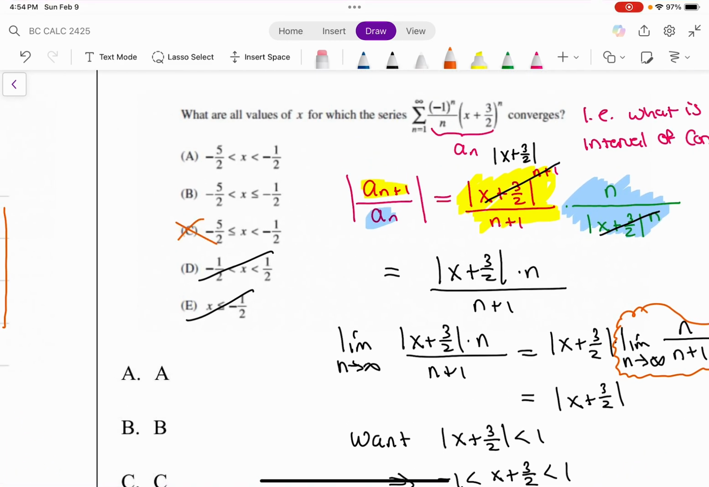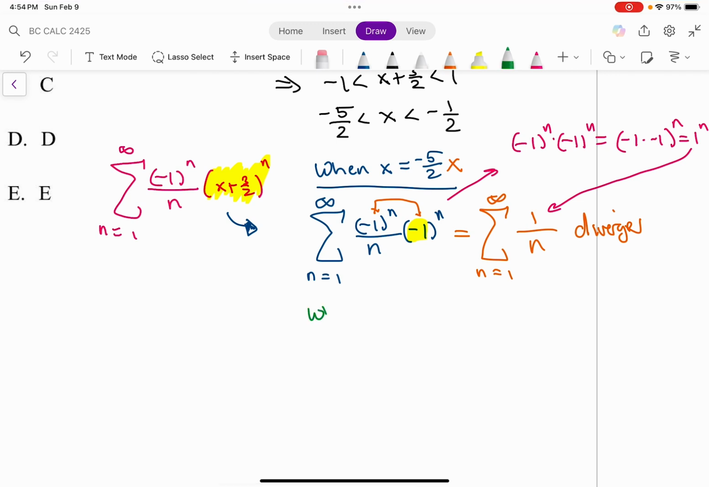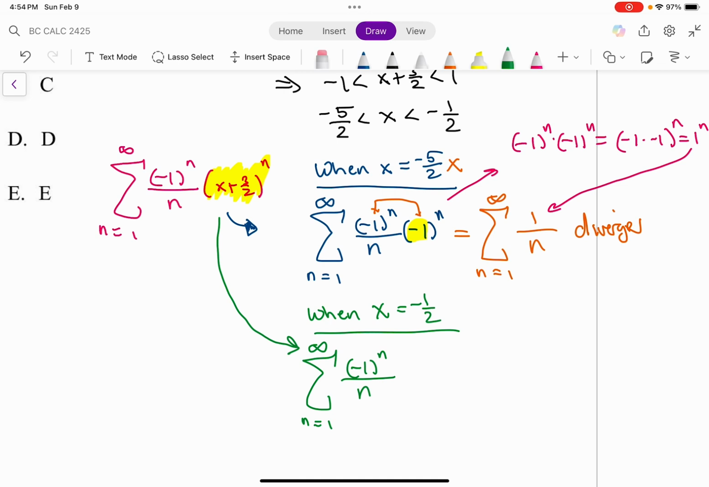So we do have to check the other endpoint there, which is negative 1/2. Okay, so when x is negative 1/2, we get negative 1 to the n over n, and then negative 1/2 plus 3/2 is 1 to the n, which is just 1. So I end up with this. Now this converges conditionally. That should almost be instinctual.